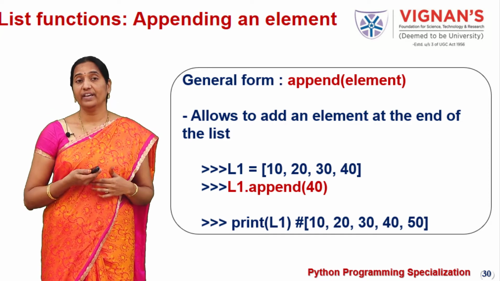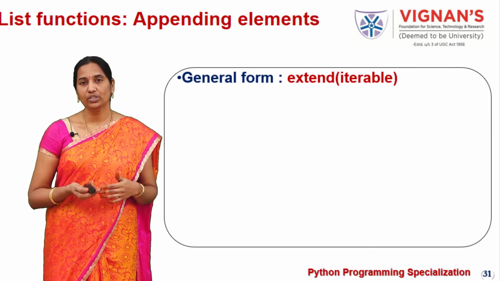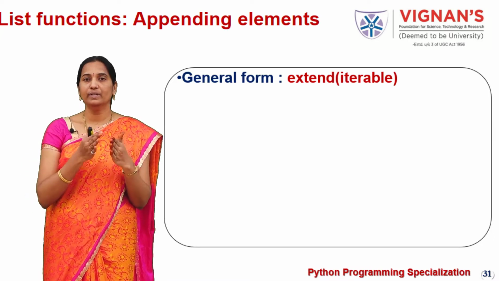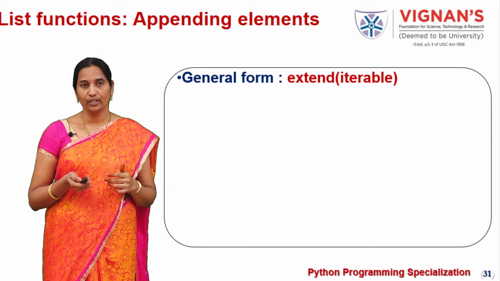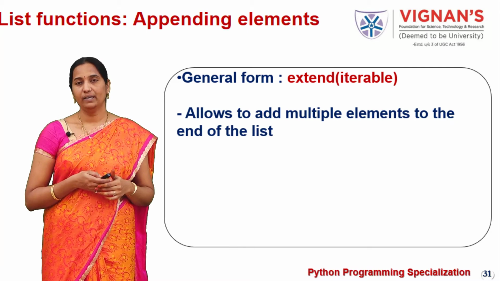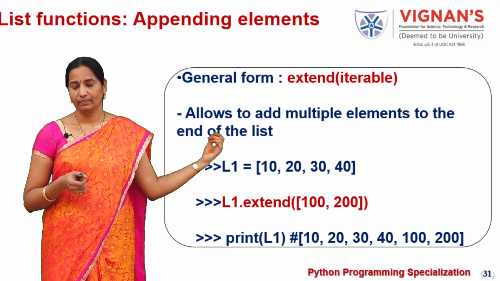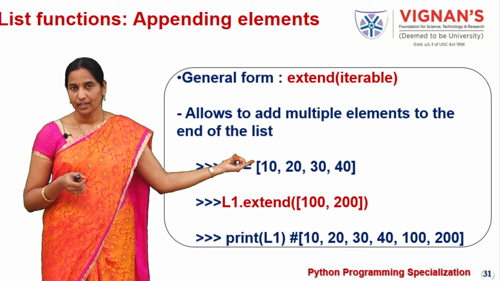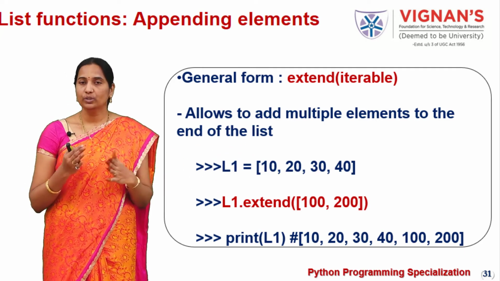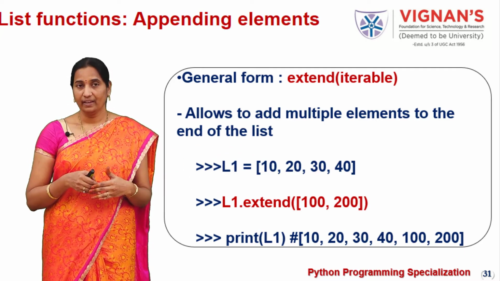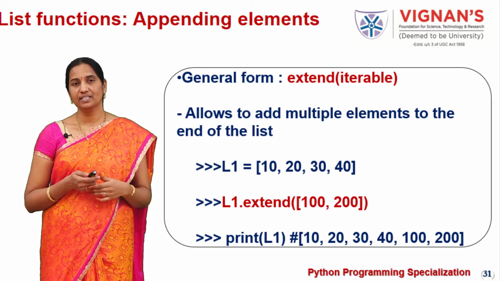But is there any way to append multiple elements to the list? Of course, yes. Extend is the method which allows us to append multiple elements at the end of the list. Extend takes an iterable as an argument and allows us to append multiple elements to the end of the list. If you observe this example, L1.extend of a list, you are passing a list of elements, that is 100, 200, to the extend method as an argument. As a result, 100 and 200 are appended at the end of the list L1.